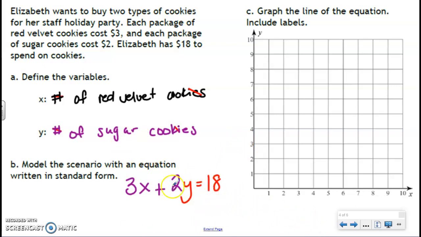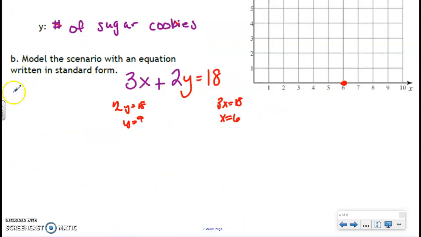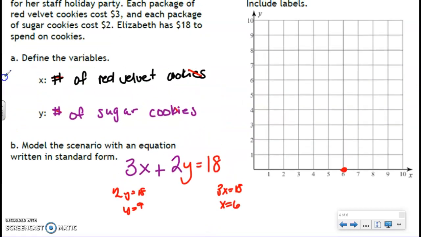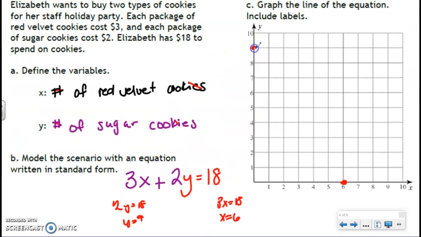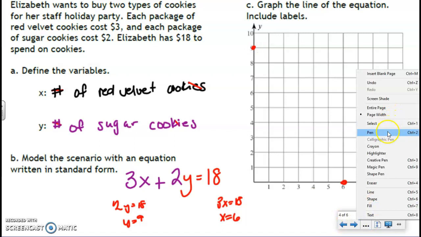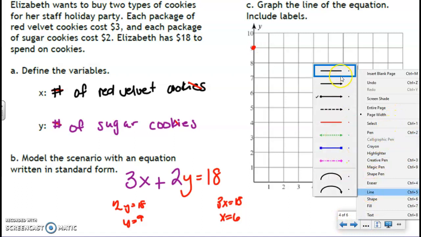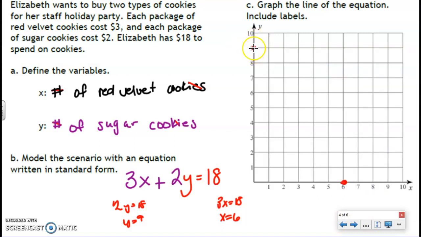So think back to cover up. If I cover up my y, I get 3x equals 18. And I divide it to get x equals 6. And I cover up my x, I get 2y equals 18. So if I divide, I get y equals 9. So I can go ahead and graph those 2 points. And then draw a line to connect them. When I draw my line, I'm not going to go beyond those because I can't have a negative number of packages, so really my line just goes from here to here.